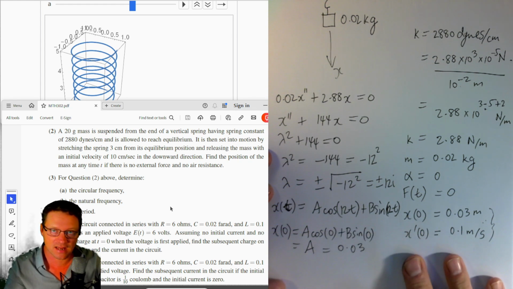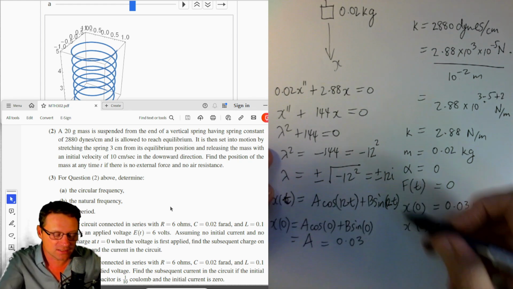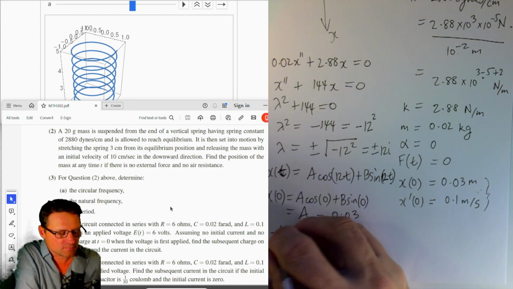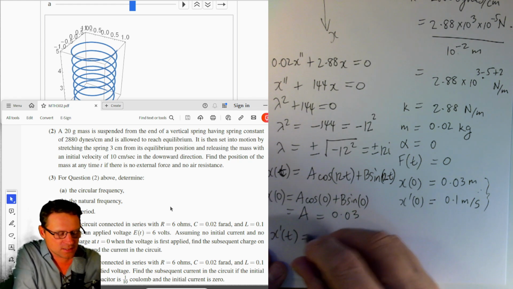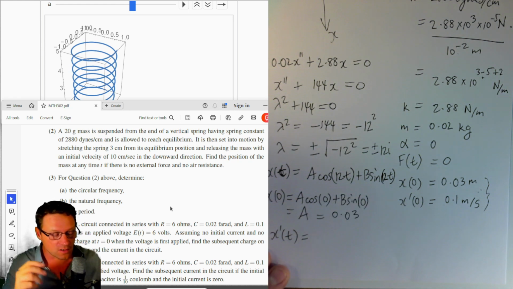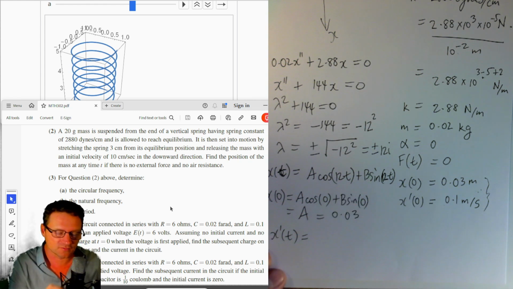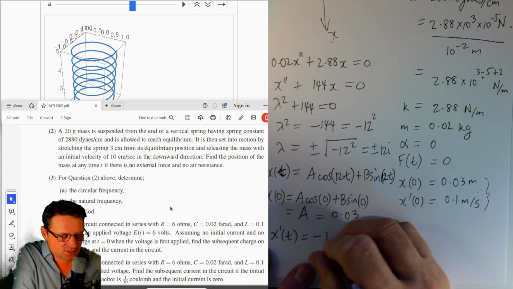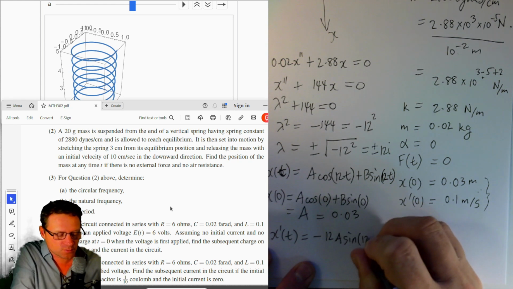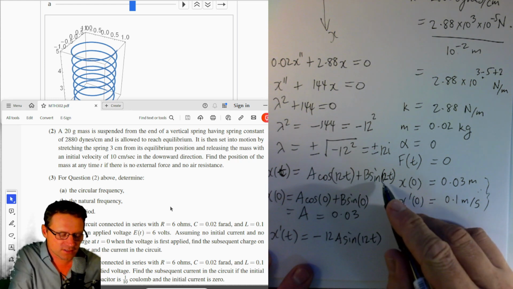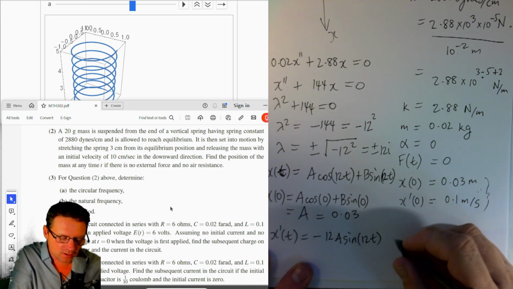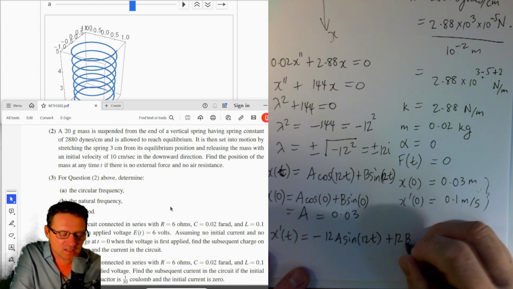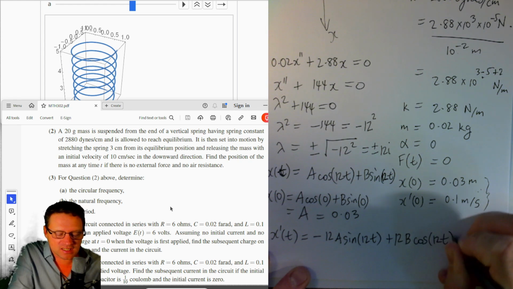All right, now for the x dash of 0 is 0.1 meters per second, we need to differentiate this equation. So let's differentiate this. X dash of t is, using the chain rule, the derivative of cos is minus sine, but we also have to differentiate 12t with respect to t and put that in front. So using the chain rule, we have minus 12a sine of 12t, and then the derivative of sine of 12t is 12 cos of 12t. So we have plus 12b cos of 12t.